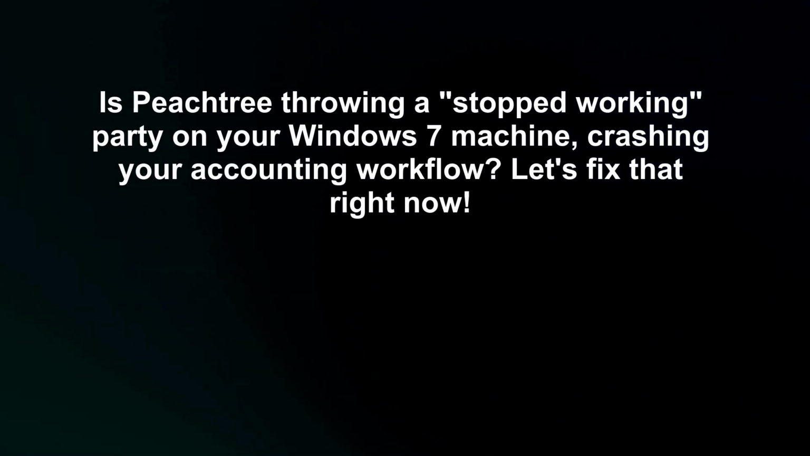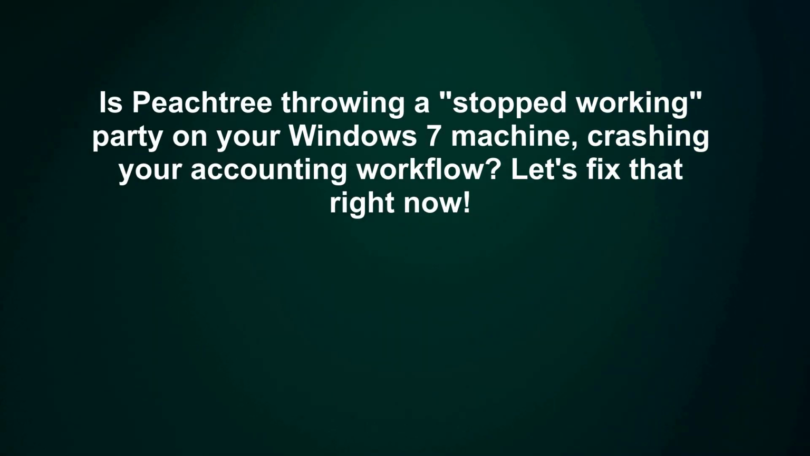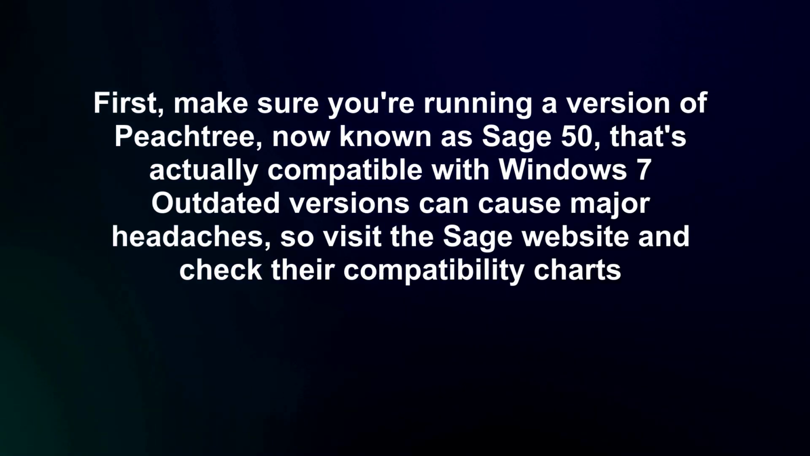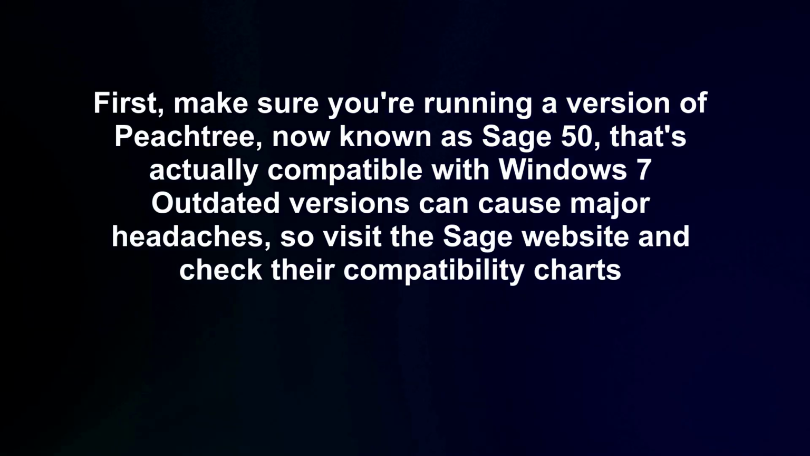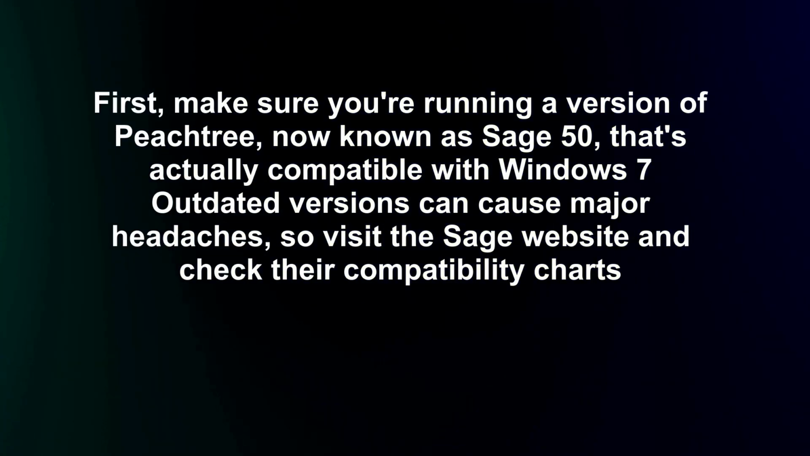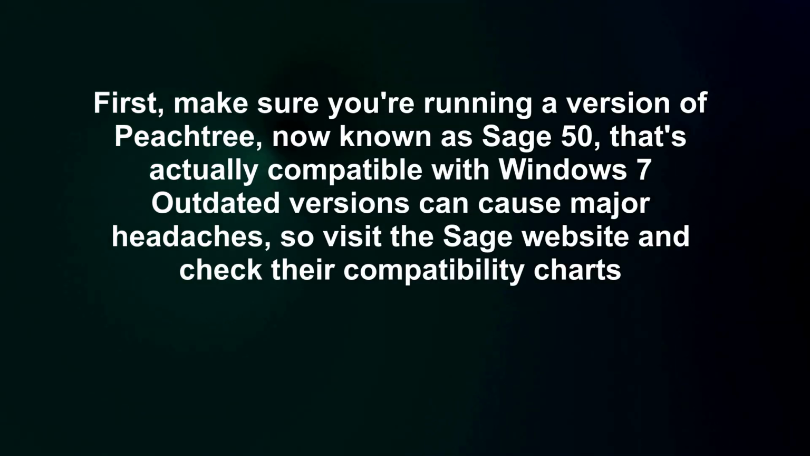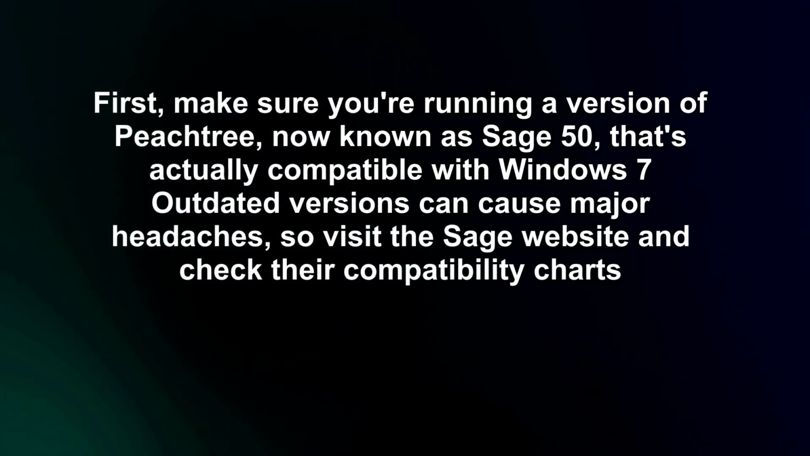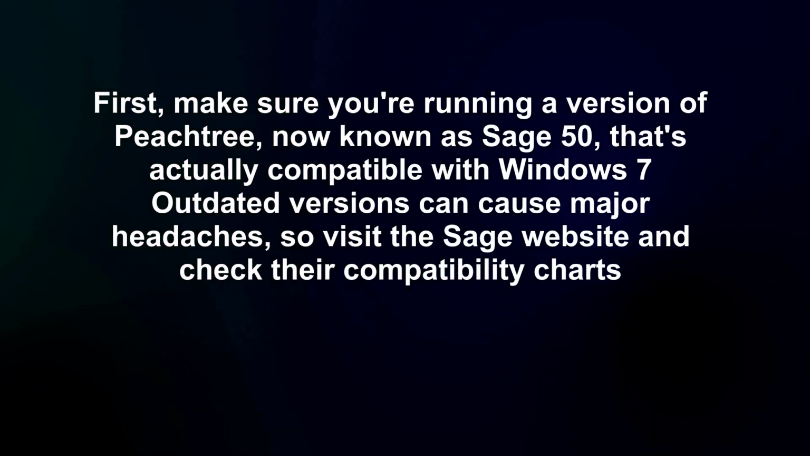Is Peachtree throwing a "stopped working" error on your Windows 7 machine, crashing your accounting workflow? Let's fix that right now. First, make sure you're running a version of Peachtree, now known as Sage 50, that's actually compatible with Windows 7. Outdated versions can cause major headaches, so visit the Sage website and check their compatibility charts.